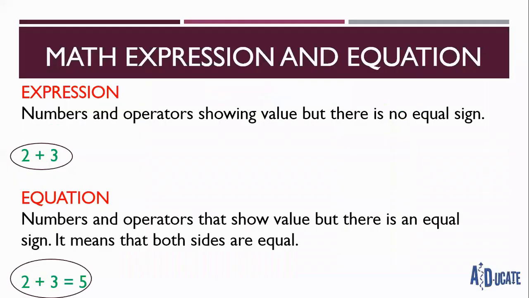Math expressions and equations. Remember, we did this in Part 1. A math expression is a number or numbers, but they don't have equal signs, like 2 plus 3. An equation uses an equal sign because it means that both sides are equal. Like 2 plus 3, which is 5, is equal to regular 5.